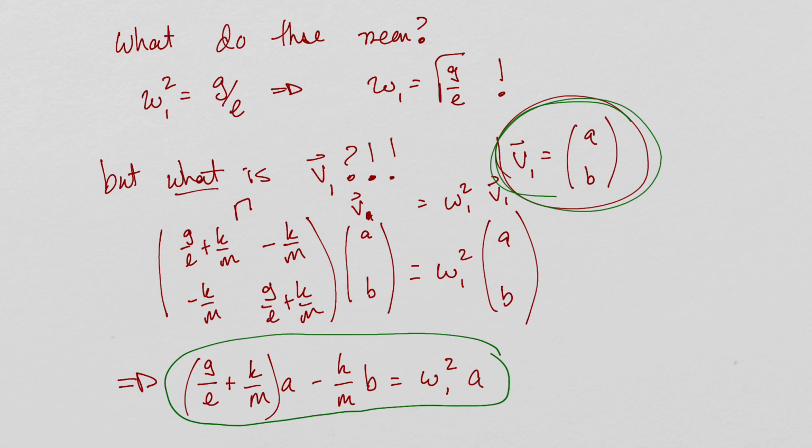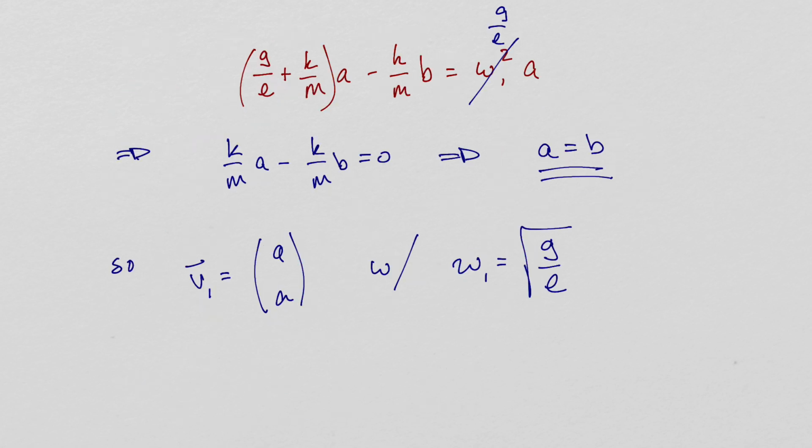Okay. But of course I know what omega 1 squared is. Omega 1 squared is g over L. So that allows me to do a little bit of simplification.